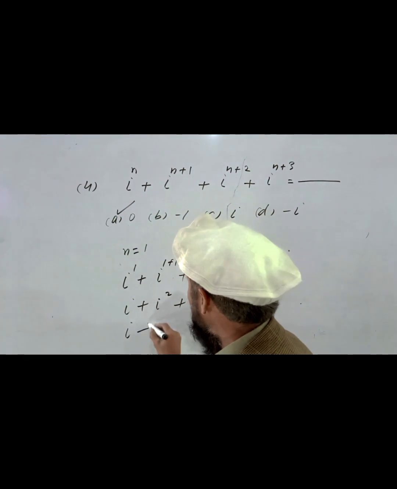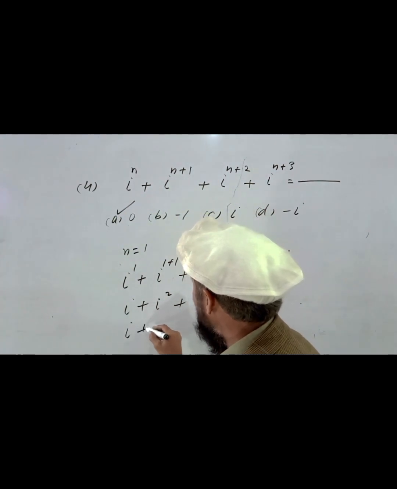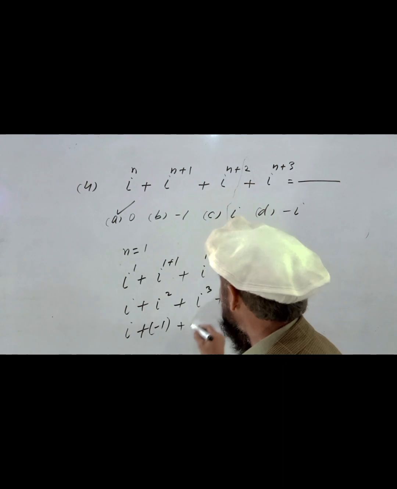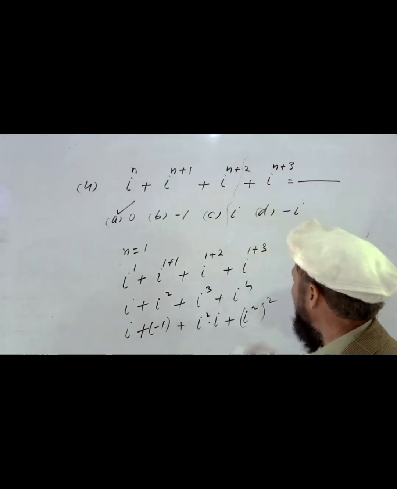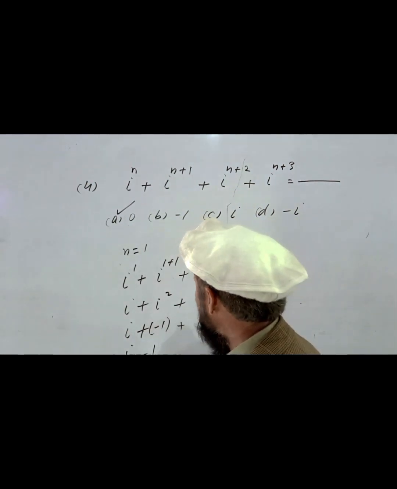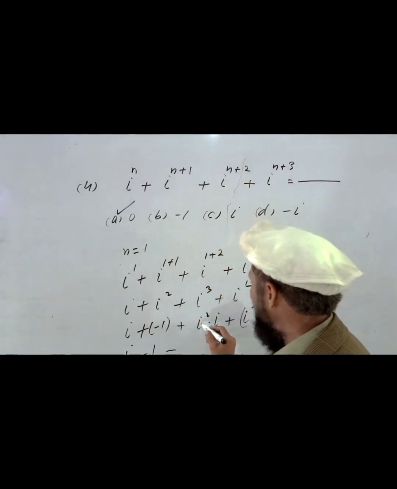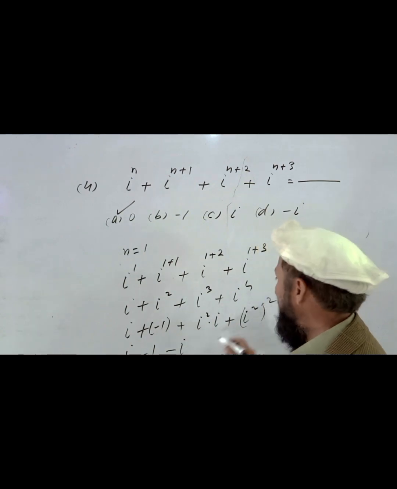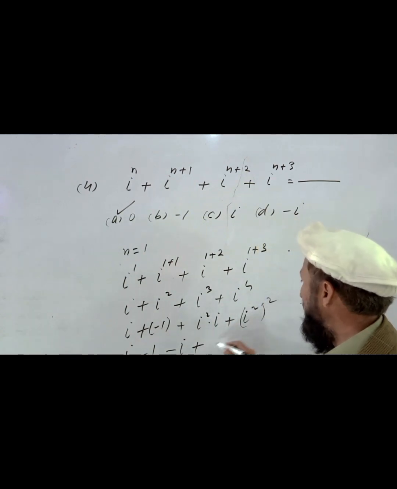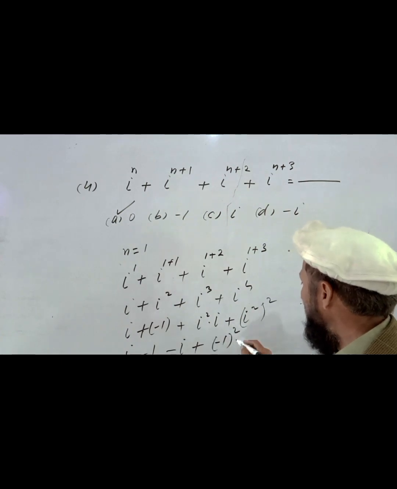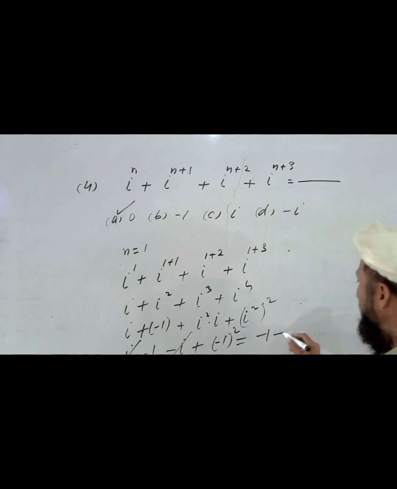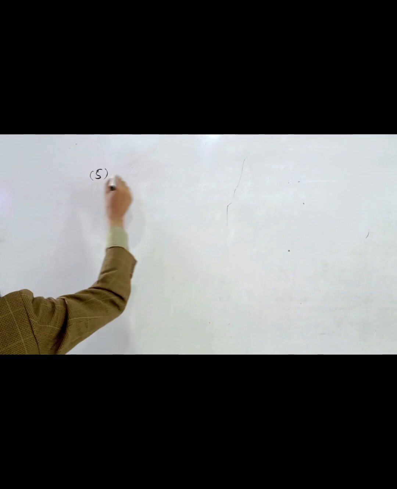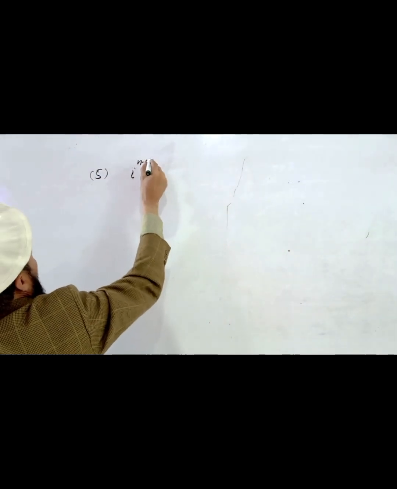So here we get i plus i squared, and i cubed we can write as i squared times i, that is (i squared) whole squared, and we can write minus 1 times i, which is minus i, plus 1. Here i and minus i both cancel. Minus 1 plus 1 is equal to 0. So the answer is 0.